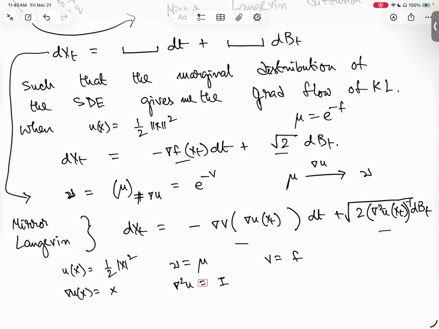Oh, V is equal to F. I see. Right. What do you think? Make sense? How should I think of V here? Not in this case where we recapitulate V equals F, but in general?